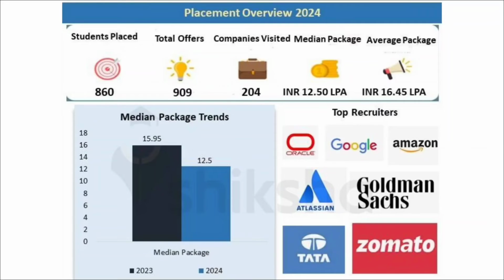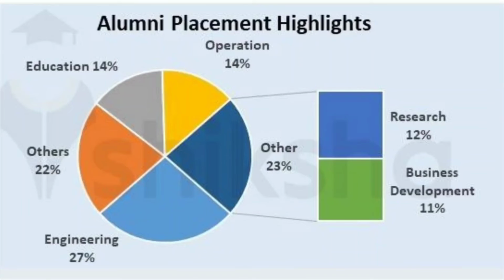Then if we consider the overall top recruiters for the batch of 2020 to 2024, those were Oracle, Google, Amazon, Tata and Zomato. Then if we consider the alumni placement highlights, 14% placements were made from the education sector, 14% from operations, 12% from research, 11% from the business development sector, 27% from the engineering sector and 22% from sectors other than all of these.